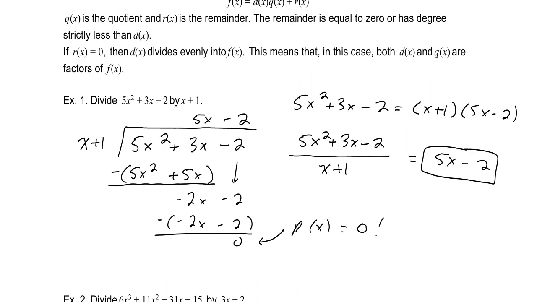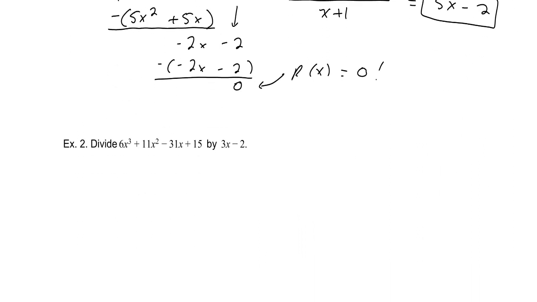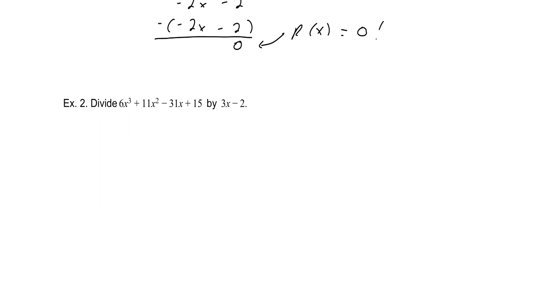So this case where the remainder is 0 is going to come out to be very, very useful as we progress through this chapter. All right, next we will divide 6x cubed plus 11x squared minus 31x plus 15 by 3x minus 2.